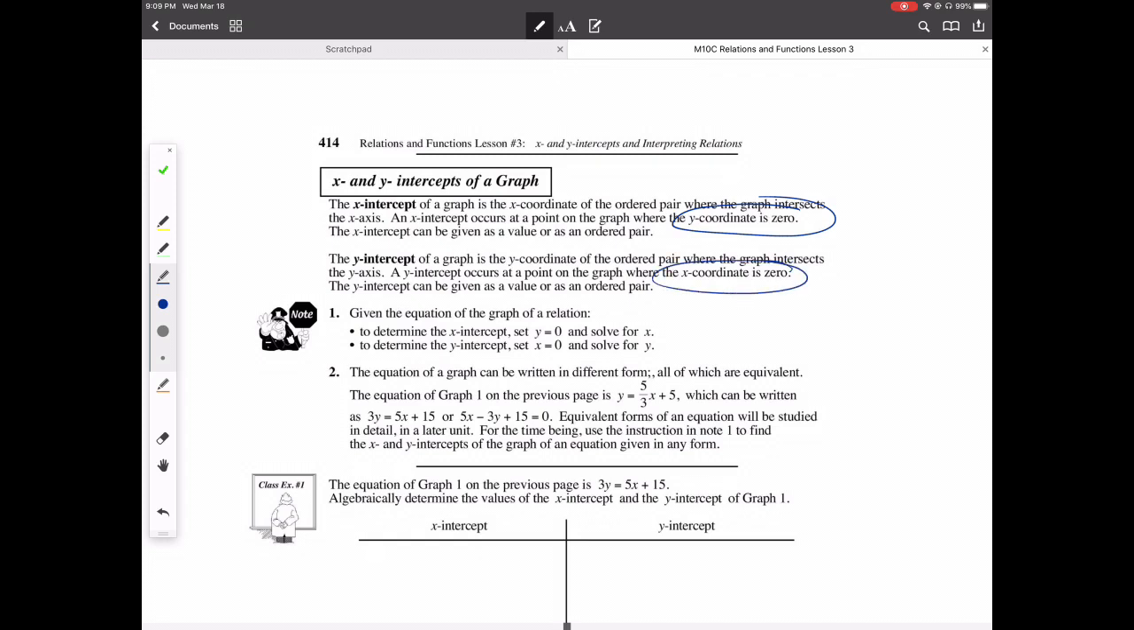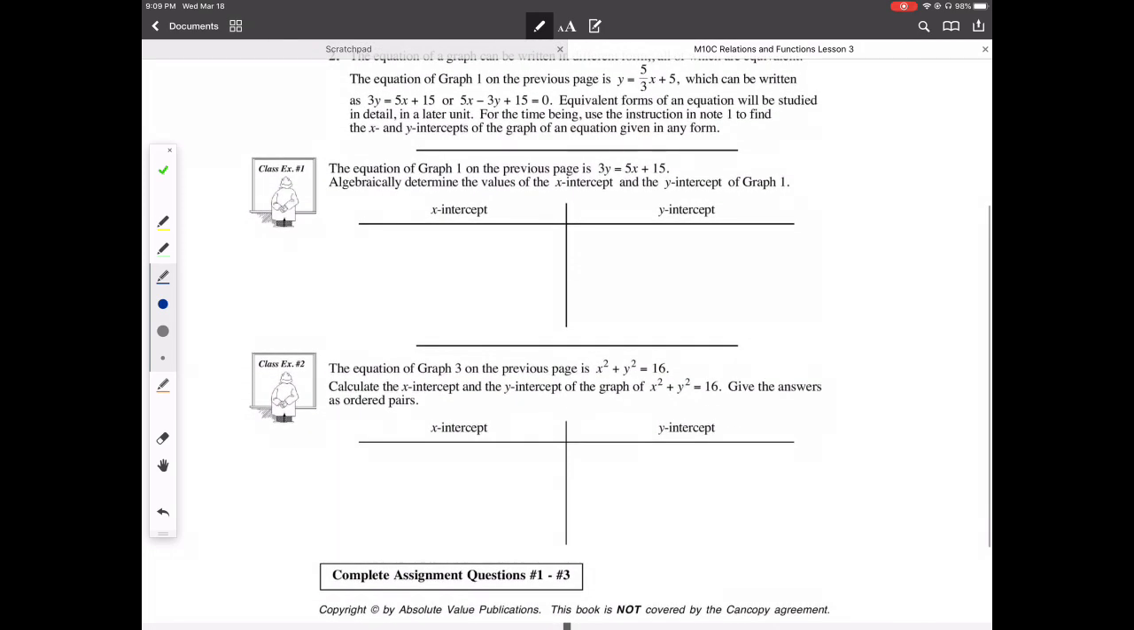So if I'm looking for the x-intercept, y is equal to 0. If I'm looking for the y-intercept, x equals 0. I can always solve this algebraically. If I want the x-intercept, I'm just going to change y to 0 and solve for x. Inversely, if I want the y-intercept, I'm going to set x as 0 and solve for y.